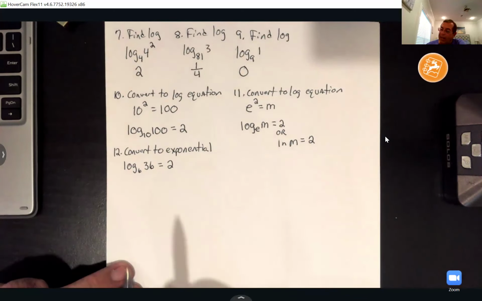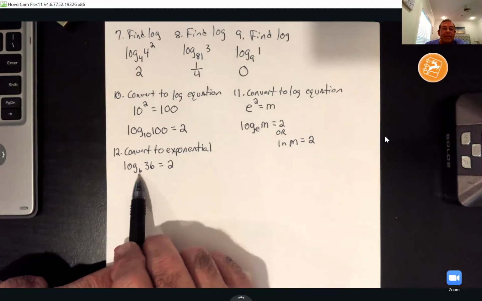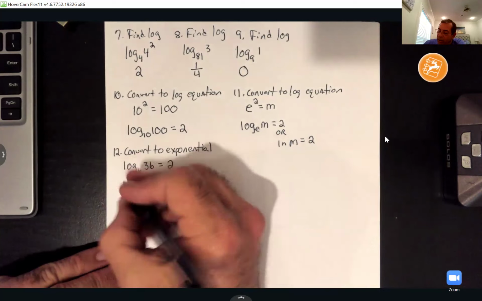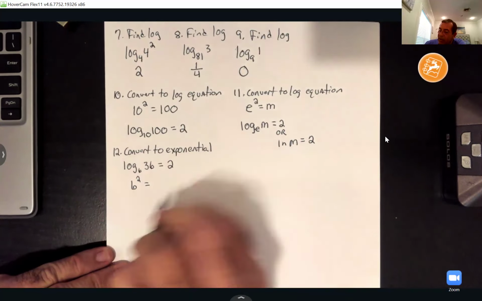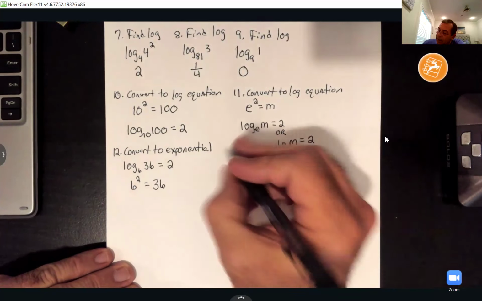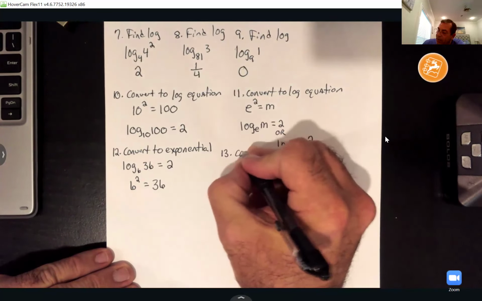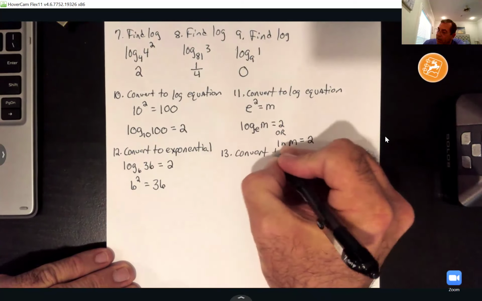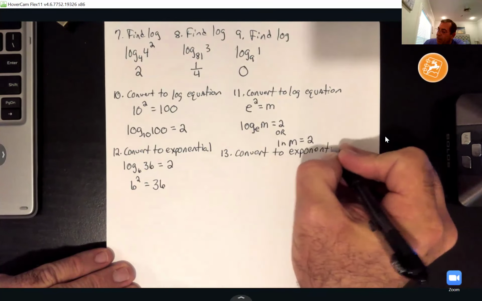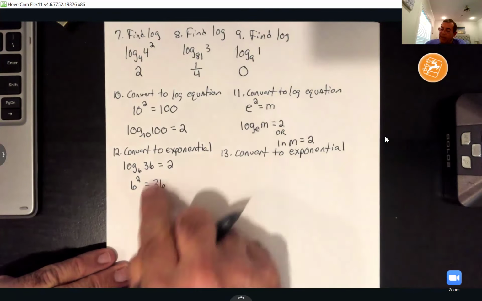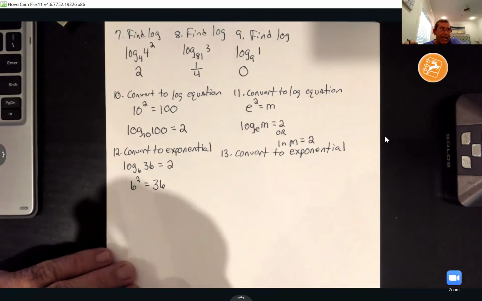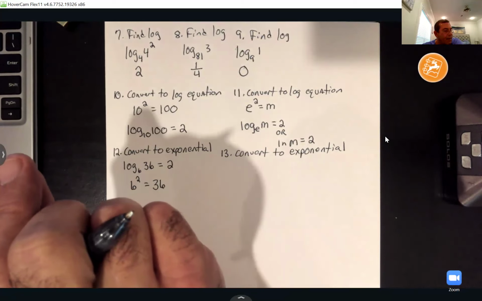So we're going the other way now. So the base is a 6. Exponent would be my 2. And that's going to equal a result of 36. All right, y'all. So here's another one I'm going to let y'all play with. So convert to exponential. And see, this was the stuff we had to know because of those equations that we did in 9-6, okay?